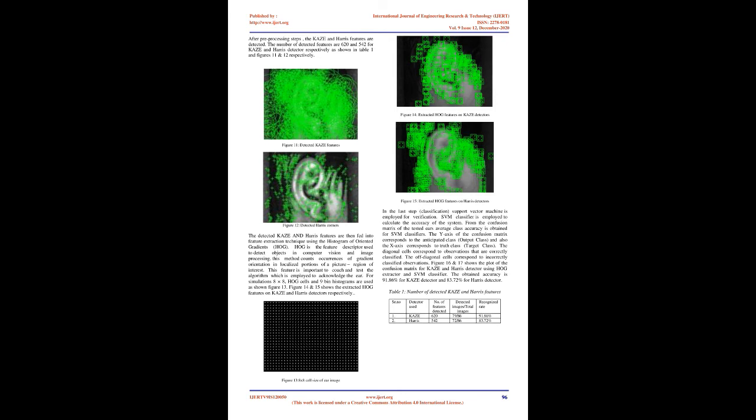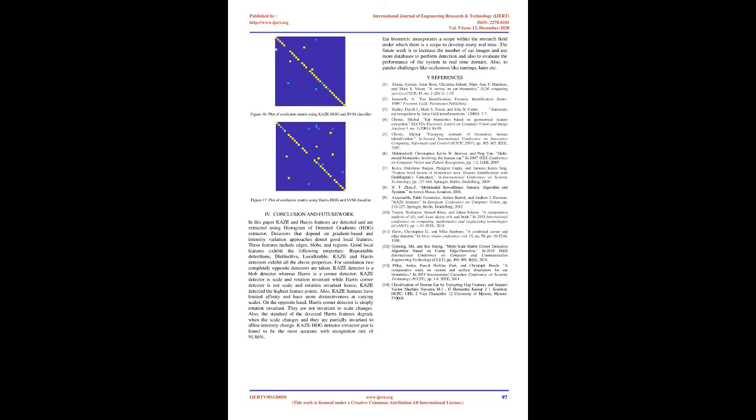The detected Kaze and Harris features are then fed into the feature extraction technique using the histogram of oriented gradients, HOG. HOG is the feature descriptor used to detect objects in computer vision and image processing. This method counts occurrences of gradient orientation in localized portions of a picture, the region of interest. This feature is important to train and test the algorithm which is employed to recognize the ear. For simulations, 8x8 HOG cells and 9-bin histograms are used as shown in Figure 13. Figures 14 and 15 show the extracted HOG features on Kaze and Harris detectors respectively.